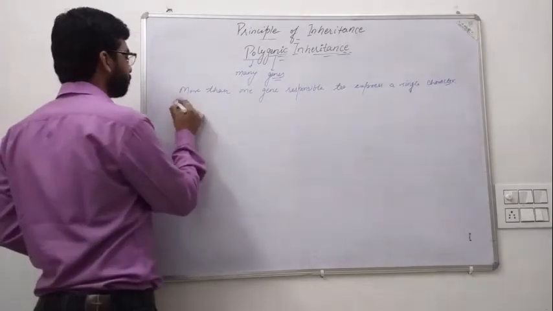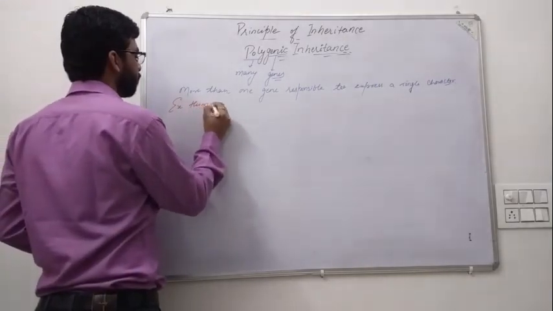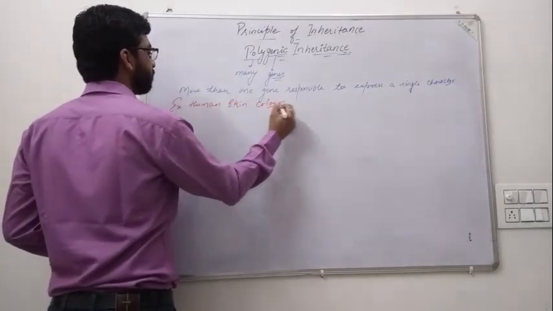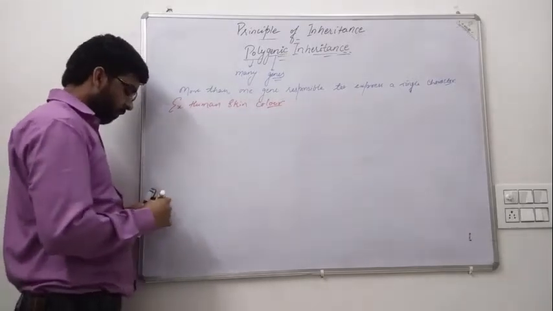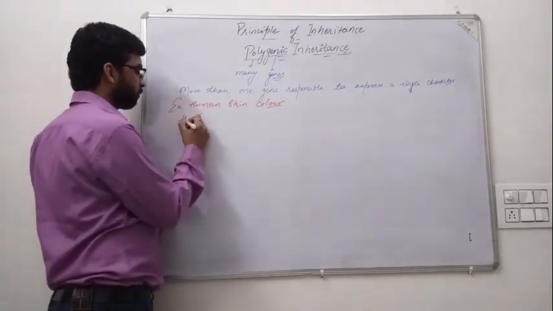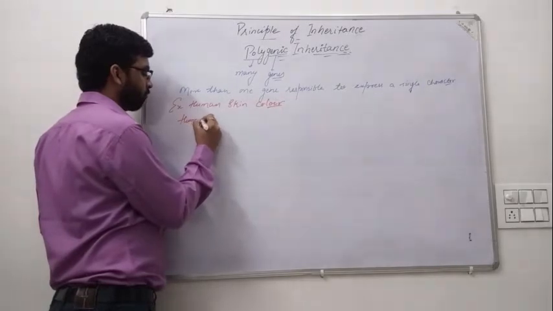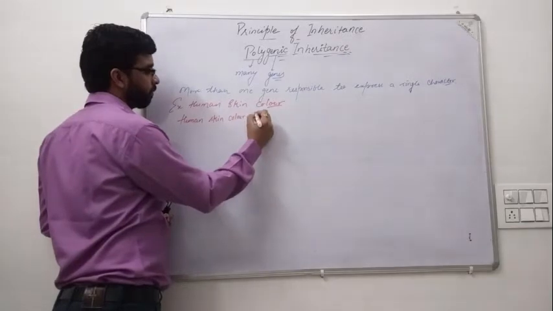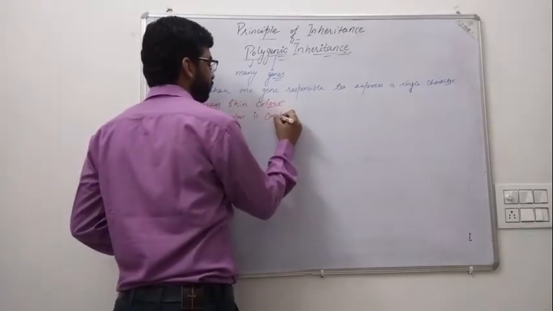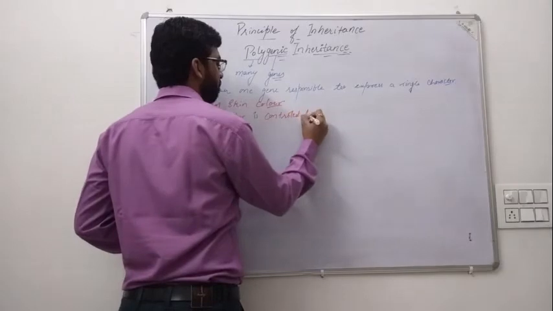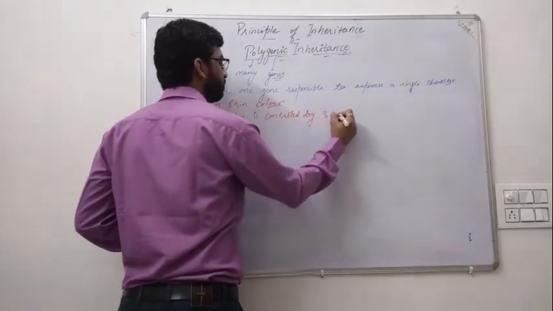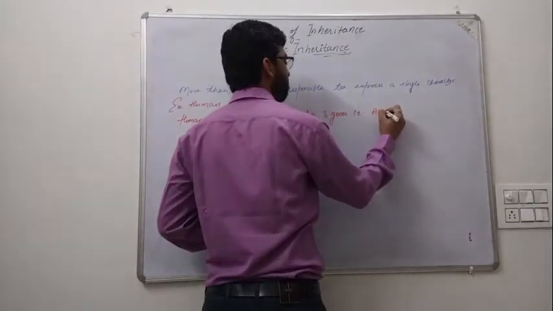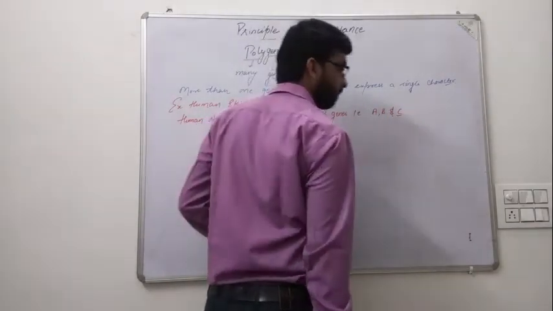Example, human skin color. Human skin color is controlled by three genes, that is gene A, B and C.